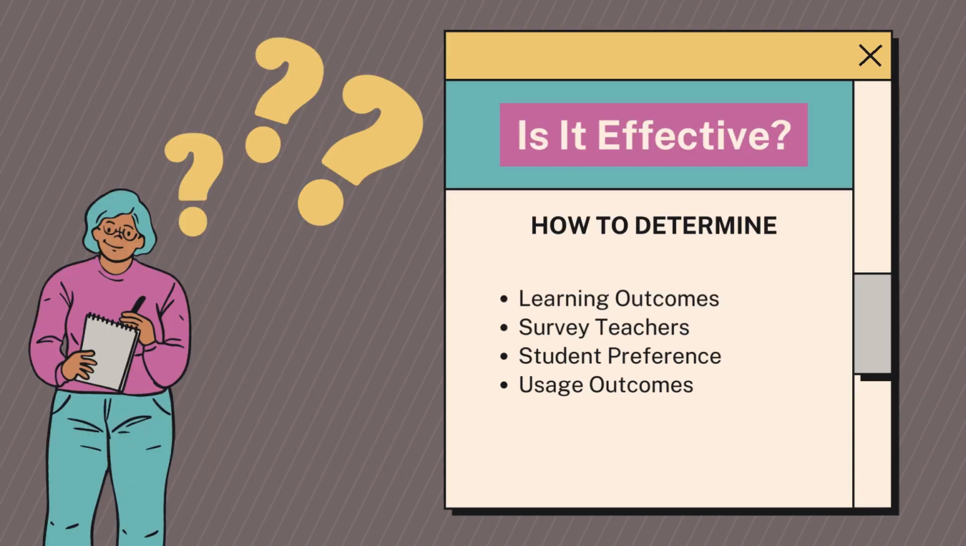The implementation of a new technology can only be deemed as successful if it is deemed to be effective. There are several ways to determine if Edpuzzle is successfully effective in your school. The first is the learning outcomes. Assess whether the students are achieving the intended learning outcomes. This can be done by comparing pre- and post-assessment results, project outcomes, or even as informal as class discussions.